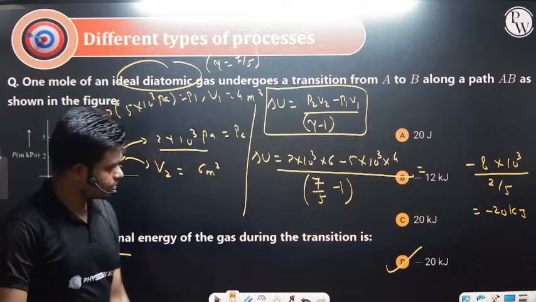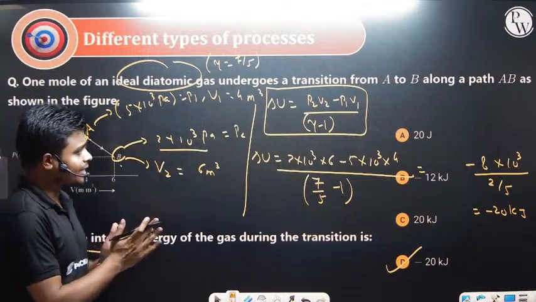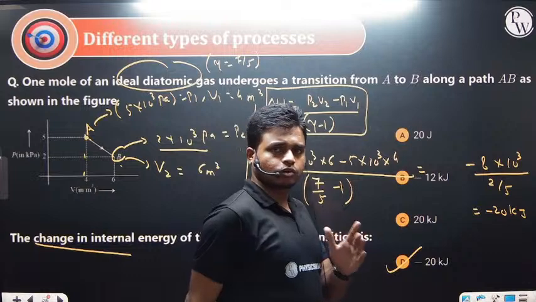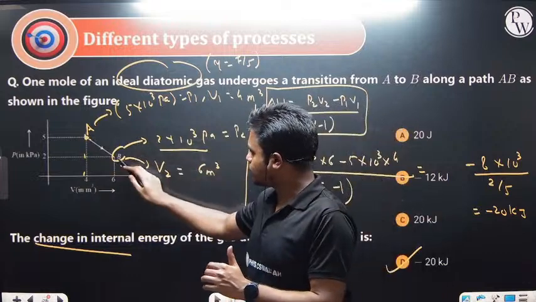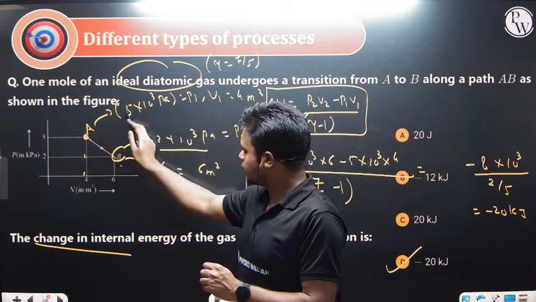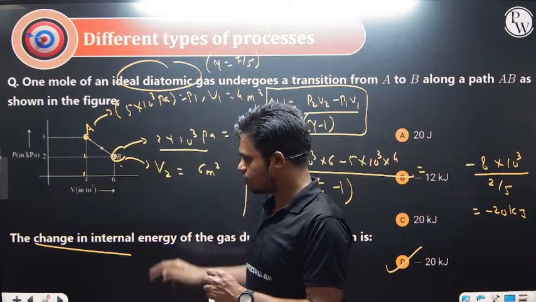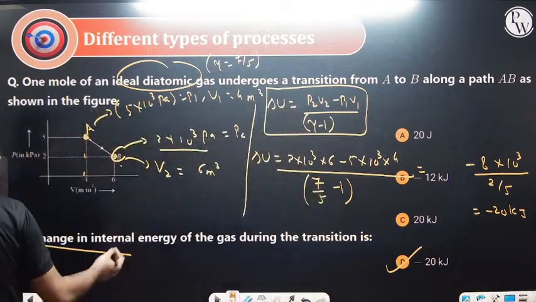Minus 20 kilojoule. Clear? So we can directly solve from the graph as well, directly from point A and point B. We know the initial pressure and initial volume, and we know the final pressure and final volume. From that we can calculate the change in internal energy directly.